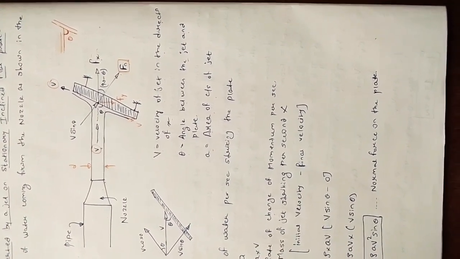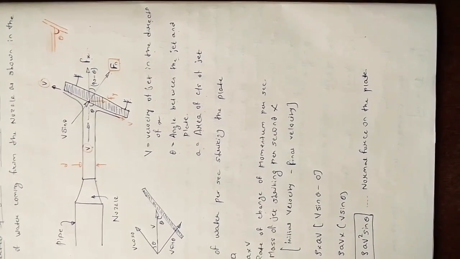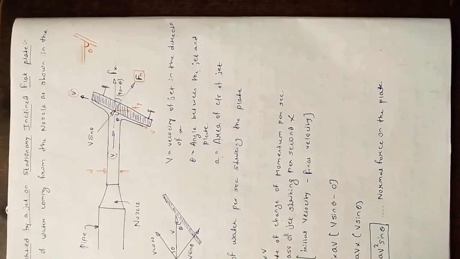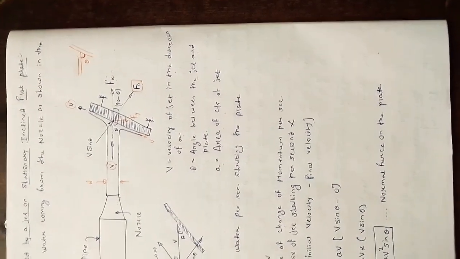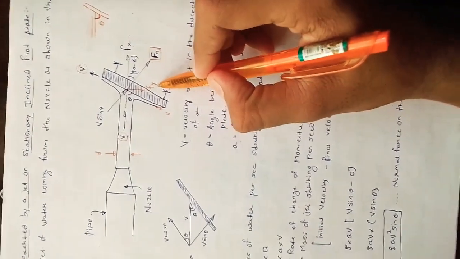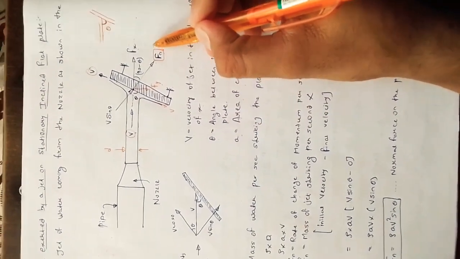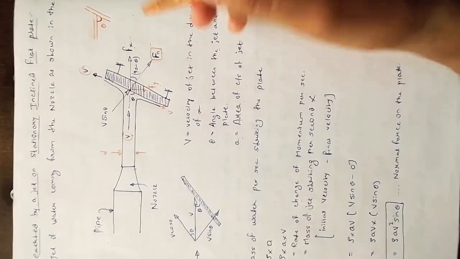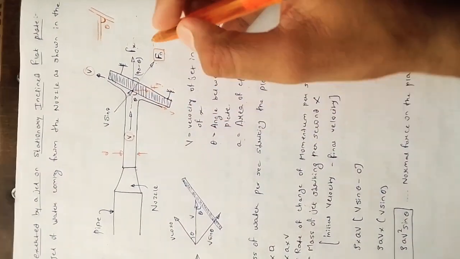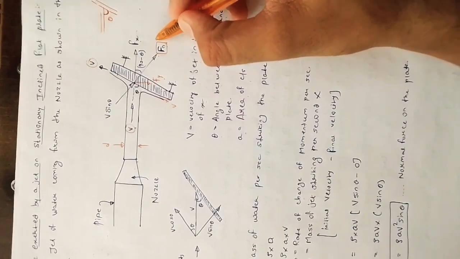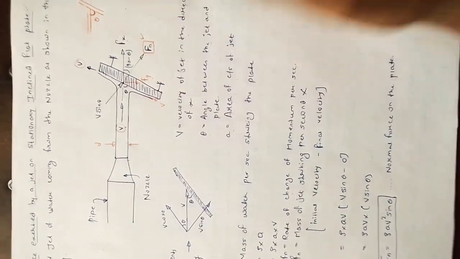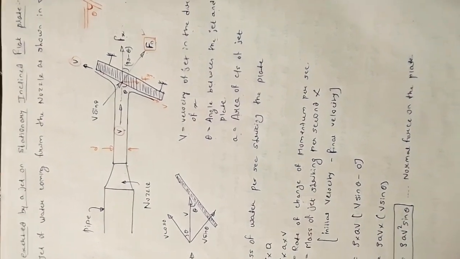Let us find the force exerted by the jet on the plate in the direction normal to the plate. For finding Fx and Fy, the force exerted in the x and y directions, first of all we should know the value of the normal force, that is, the force exerted by the jet normal to the plate. So our first aim will be to find the equation of Fn, and then we will find Fx and Fy.